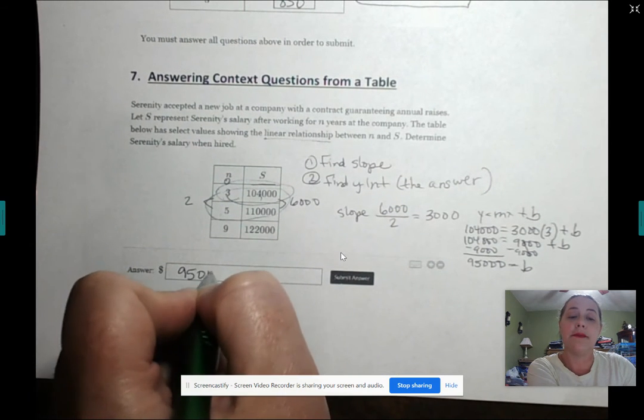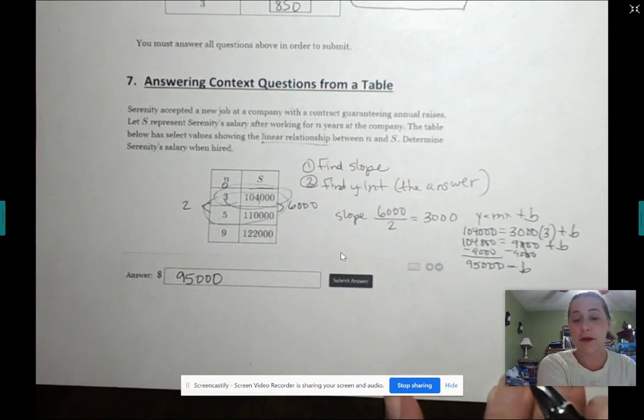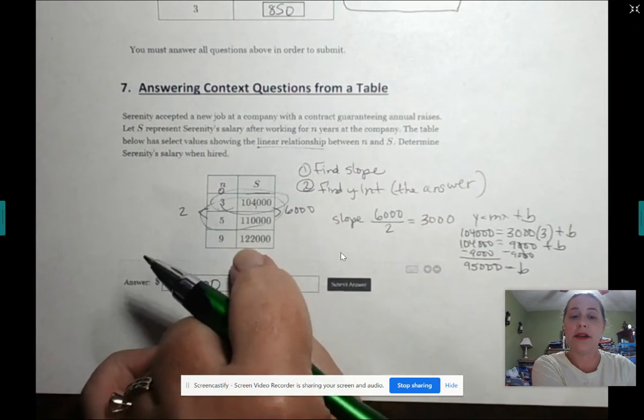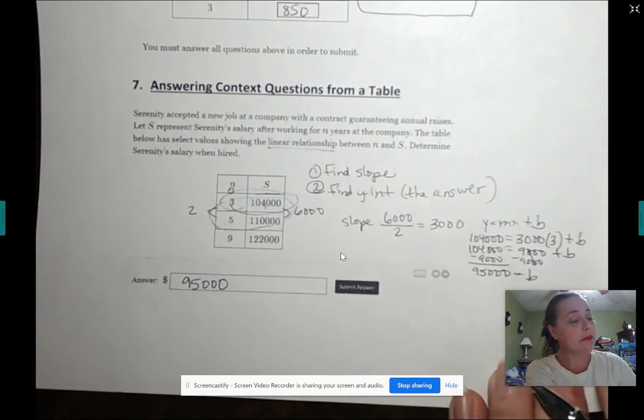Don't use commas. It'll confuse Delta Math. So just, if they didn't use commas here, you don't need to use commas here. And we answered that question. All right, we're ready to move on to the next one.